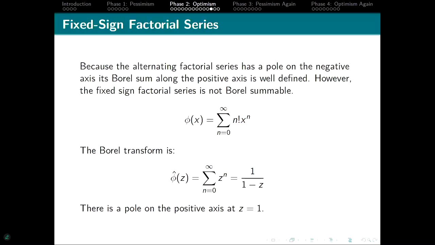So basically the message here is alternating factorial series are okay in a way. You can assign Borel sums to them even though they're divergent. Fixed sign factorial series are more problematic.